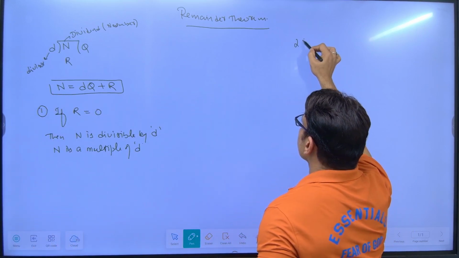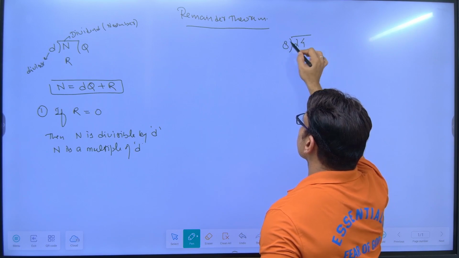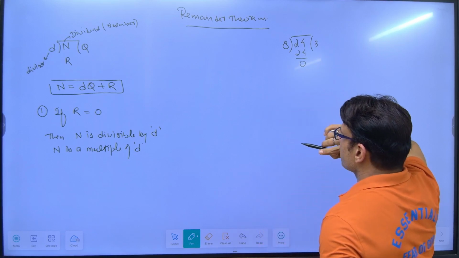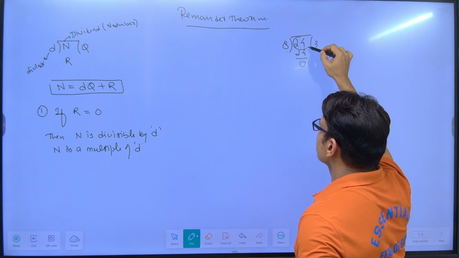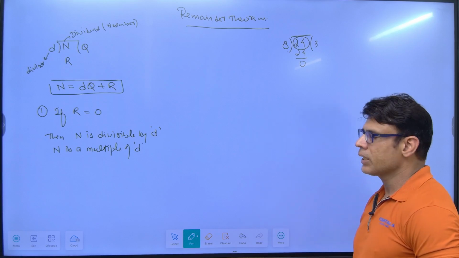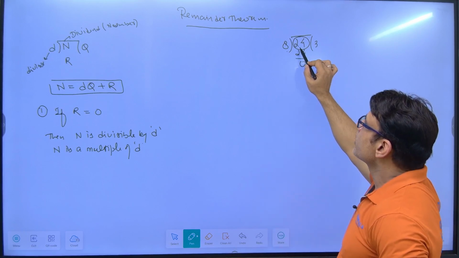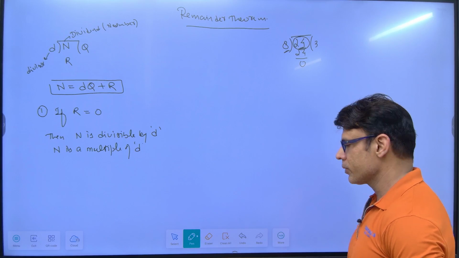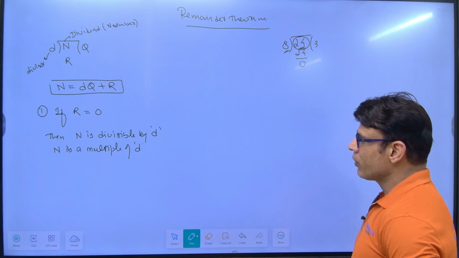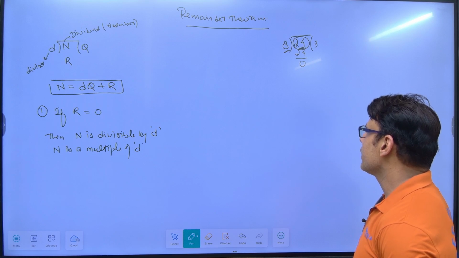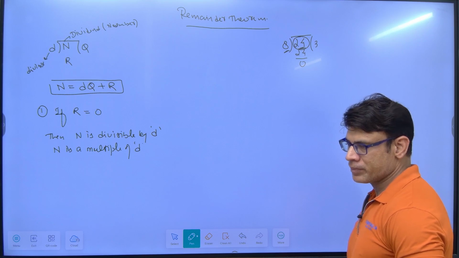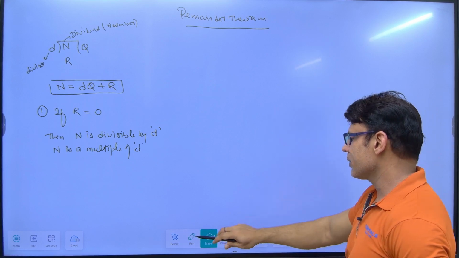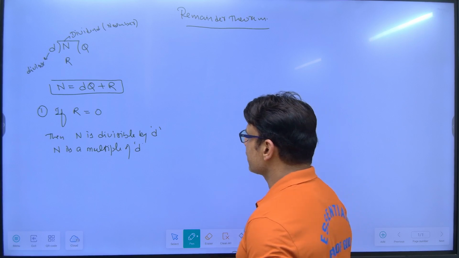For example, 24 when divided by 8, 8 3s are 24, remainder is 0. It simply means this n is divisible by divisor, and this 24 is nothing but a multiple of 8. If remainder is not 0, that means number is not completely divisible, but you can make it divisible, right? How? This is something which you have done in 7th standard or 8th standard.